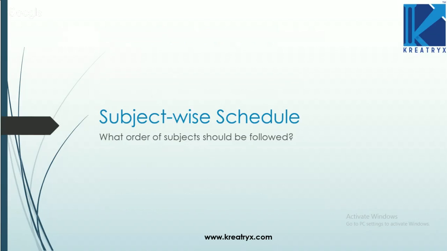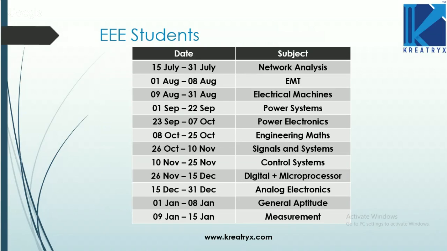Now I shall be showing you what kind of subject wise schedule you can follow. You can write down these dates if you want to follow. You can also shuffle these dates, or if you have completed some subjects already, you can remove those subjects from your schedule. So electrical engineering students, what they can do is from 15 to 31st July, they must first study network analysis. Then from 1st to 8th of August, EMT. Why I am saying this? Because the basic concepts of network and EMT are required to study the core subjects, like electrical machines.